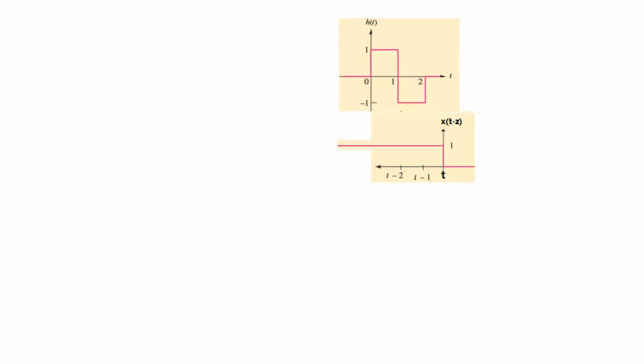And now finally, we move it further beyond 2. So what is happening when we move it beyond 2? Nothing special. This one is overlapping, this one is also overlapping, but here there is no signal from h(t). h(t) is 0, so we can't say that it is overlapping.